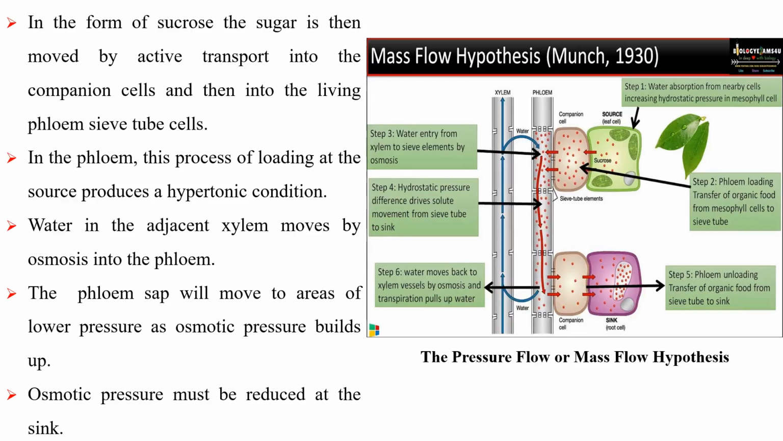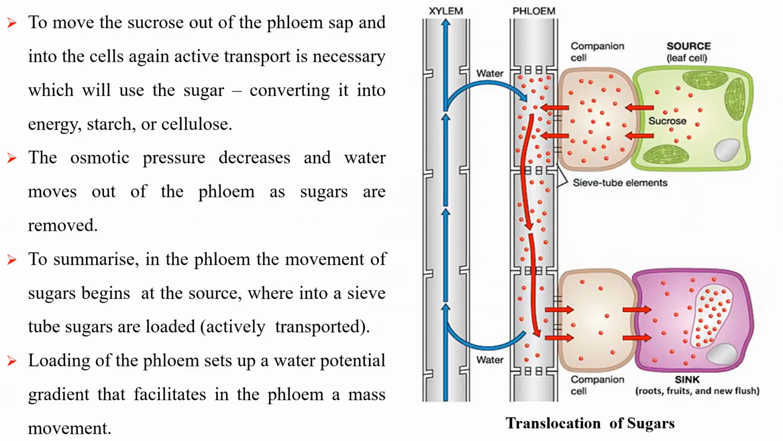Osmotic pressure must be reduced at the sink. To move the sucrose out of the phloem sap and into the cells again, active transport is necessary, which will use the sugar, converting it into energy, starch or cellulose. The osmotic pressure decreases and water moves out of the phloem as sugars are removed.